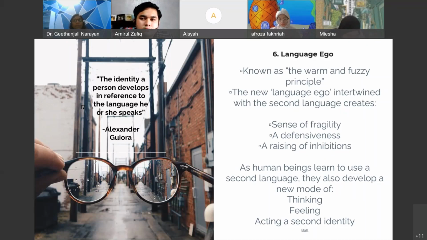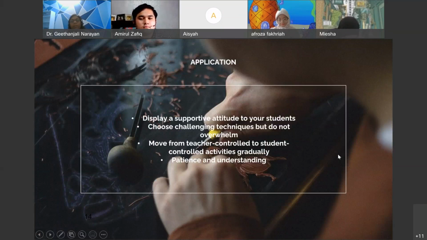All right. So there are many ways we can handle students, especially adolescents, in terms of their language ego. So you can encourage them and so on. Application. Display a supportive attitude to your students. This is what a teacher should do. Choose challenging techniques, but do not overwhelm. Move from teacher control to student control activities gradually.